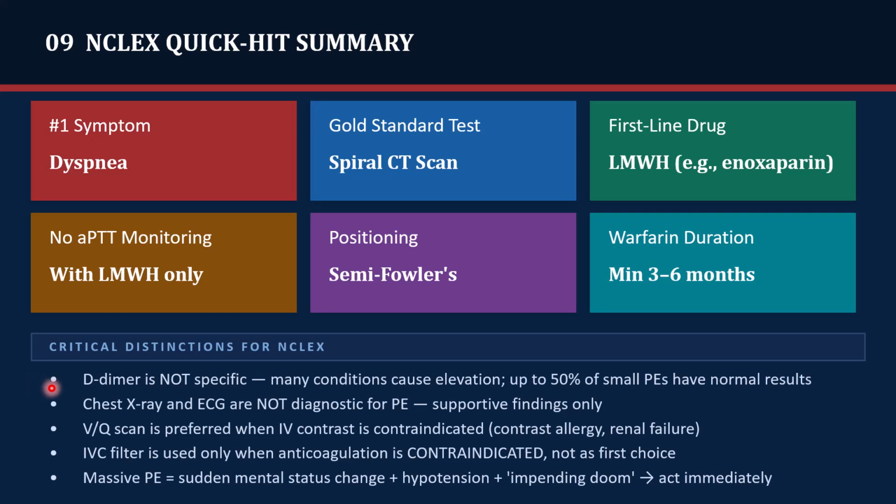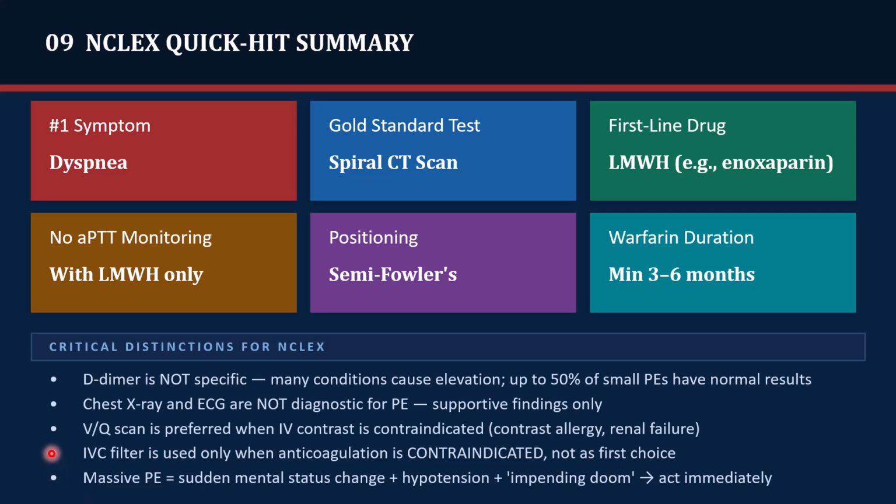1, D-dimer is not specific. It can be elevated in many conditions. A positive D-dimer does not confirm PE, and up to half of small PEs have a normal result. 2, chest X-ray and ECG are not diagnostic for PE. They show supportive findings only. Number 3, VQ scan is the imaging choice when IV contrast is contraindicated, that is contrast allergy or renal failure. Number 4, an IVC filter, that is inferior vena cava filter, is only used when anticoagulation is contraindicated. It is not a first line treatment.